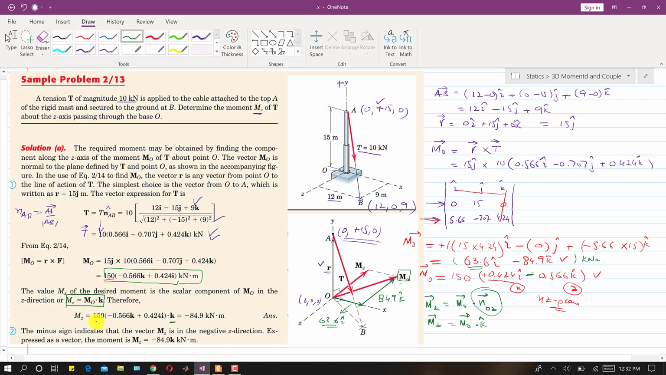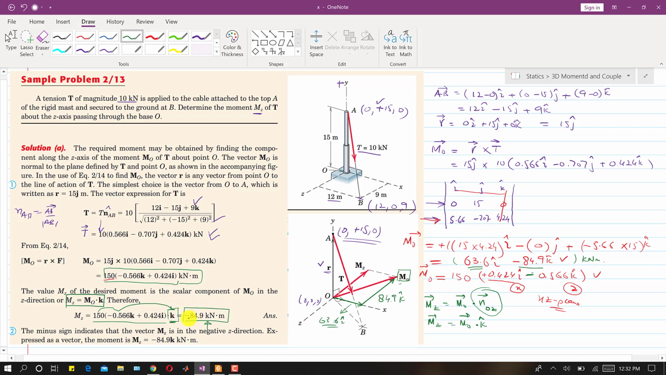So if we take this vector and take the dot product with k, we will be left with only the k term, right? So we will multiply this with this. 150 into minus 0.566 is equal to minus 84.9. So minus 84.9 into k. k dot k is 1, so we will be left with minus 84.9 kilonewton.